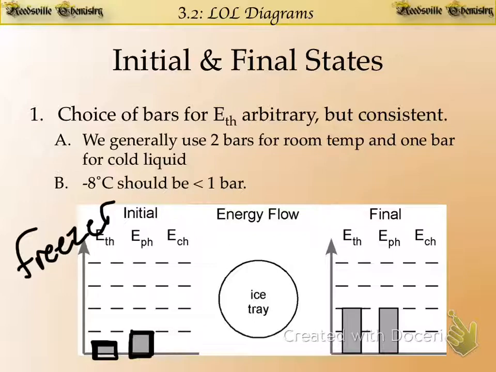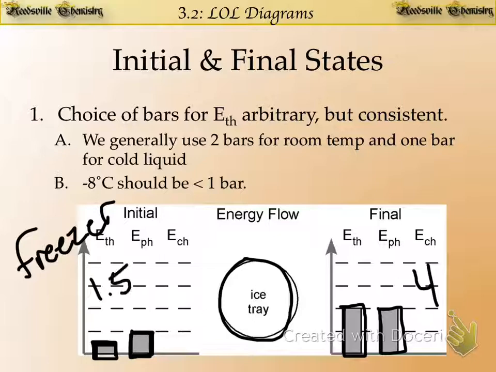Awesome. Let's skip the circle for right now. We'll come back to that. It warms up, so it gains energy, turns into a liquid, so it gets 2 bars. And now the phase changes. It goes from a solid to a liquid, becomes more energetic, so it now has 2 bars. So let's do some math. We have 4 bars here. We have 1.5 bars here, right? So we are missing 2.5 bars.